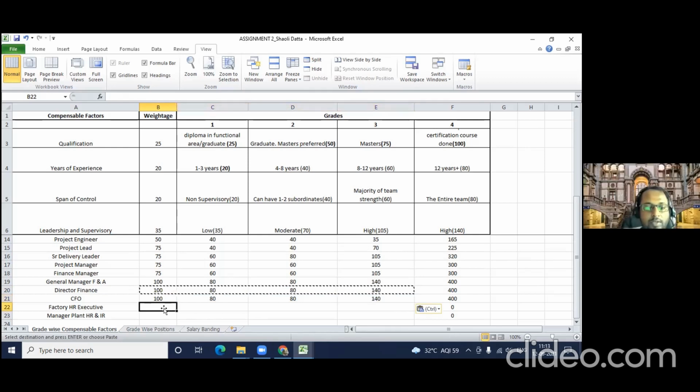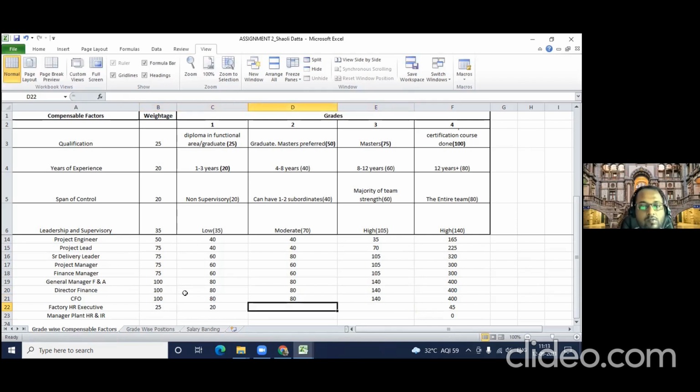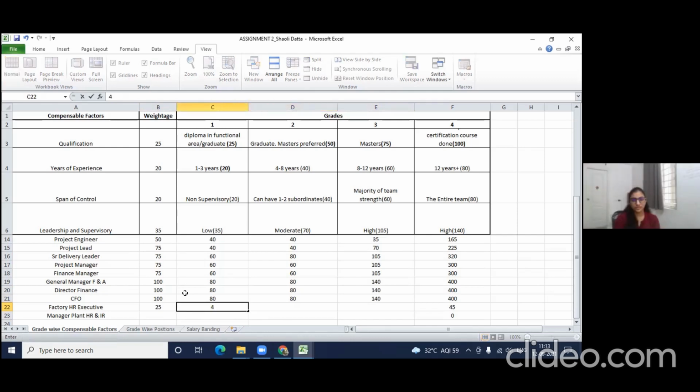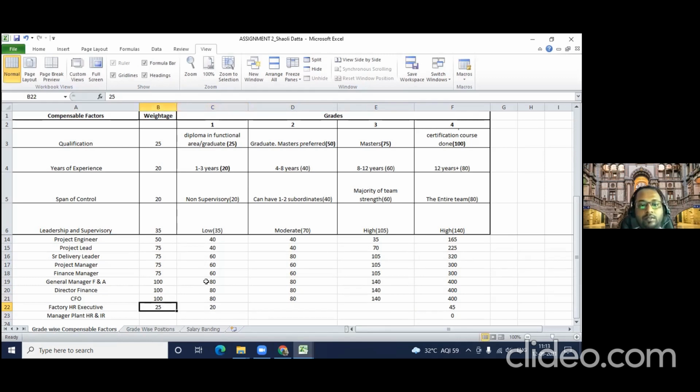This should be 25 and it is 20 or 40. 20 non-supervising. No, it's 40. So educational qualification should be 40. Sorry, this is for years of experience, which is 20, and it should be 50, right? The qualification. Yes, because we need the masters for the MBAs for the factory.